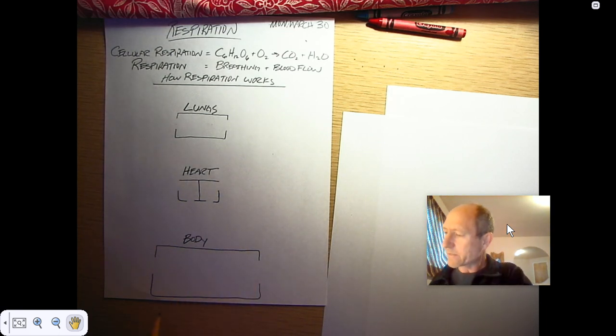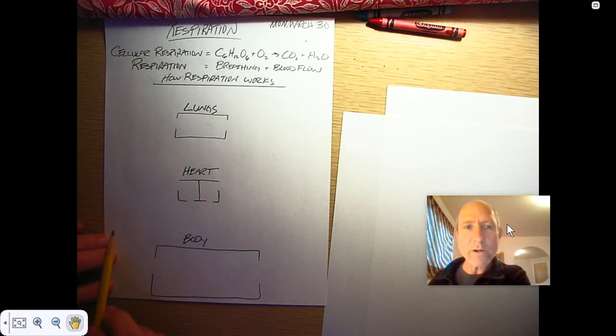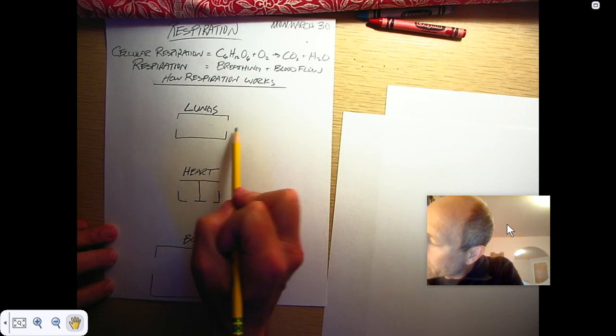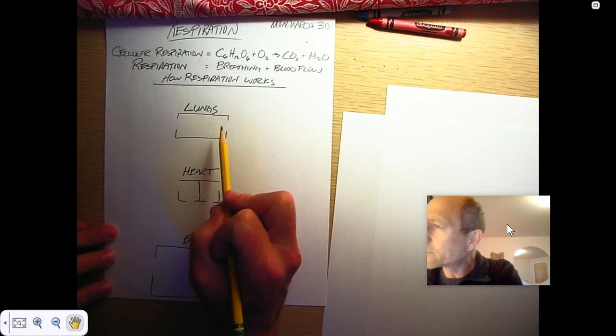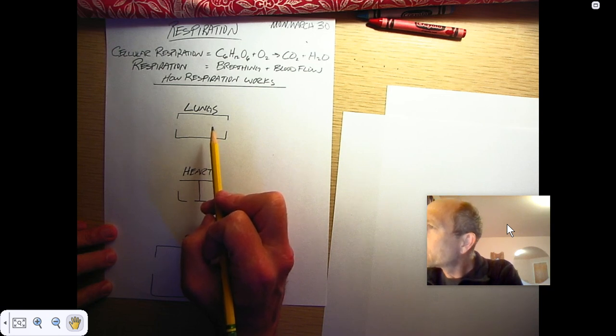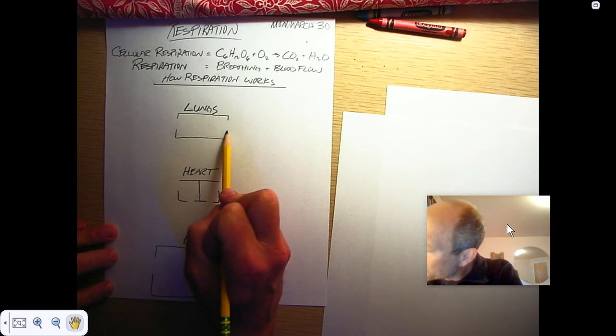So the body is down here, and then we're going to start up here in the lungs. And what we're going to do is make a tube that connects the lungs to the heart. So we're going to go like this.